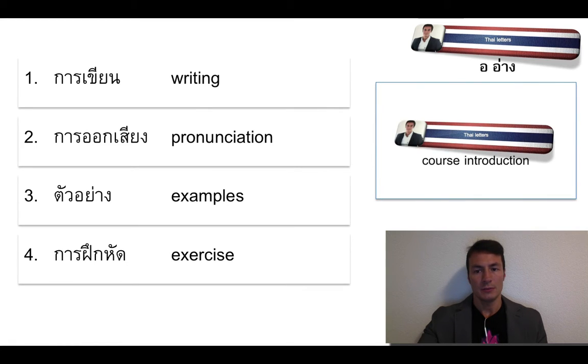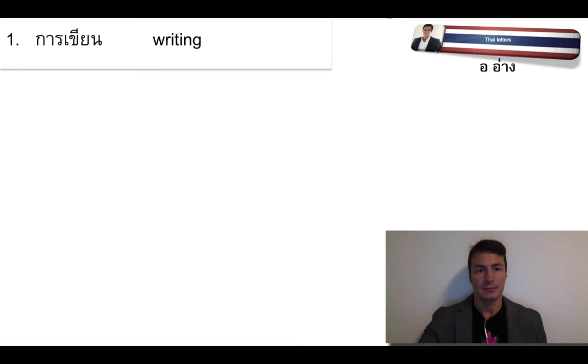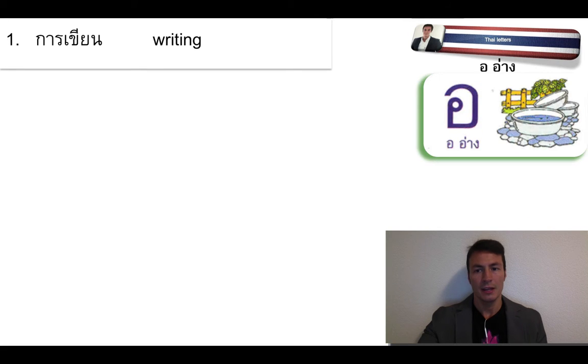If you're not familiar with the course, I highly recommend to take the course introduction video first and then come back to this very lesson. Ang, as you can see from the green background color, is another middle class consonant in Thai language. The tones are as follows. For the consonant itself, we have a middle tone, and for the marker word ang, we have a deep tone.